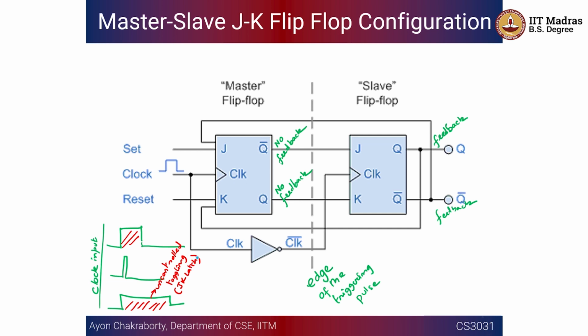Whereas it doesn't matter in case of a master slave JK flip-flop what kind of clock input you are giving, because all of these clock inputs are going to result in only one kind of output here. So you are basically going to get a trigger here, you are going to get a trigger here, or you are going to get a trigger here. This is the small amount of time when the flip-flop inputs is going to be toggled.